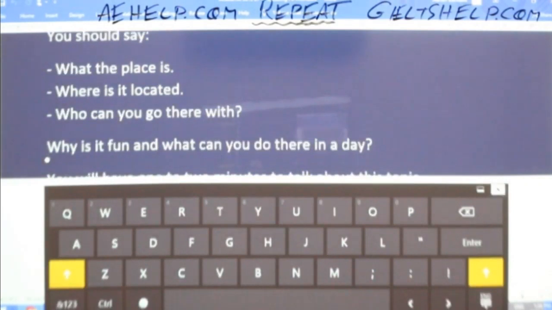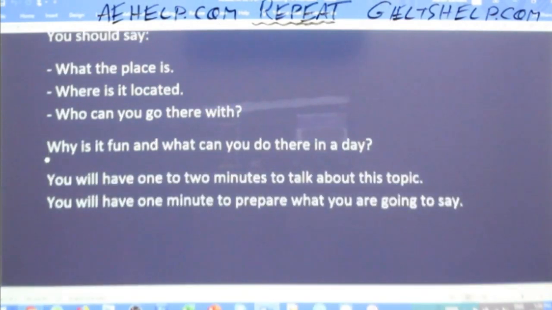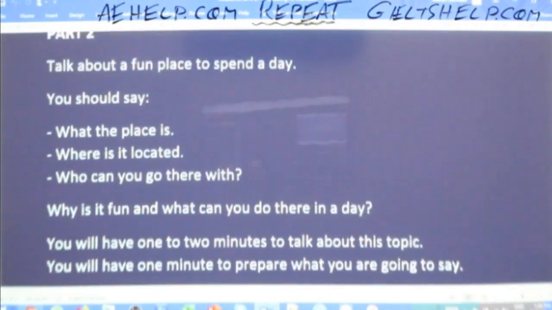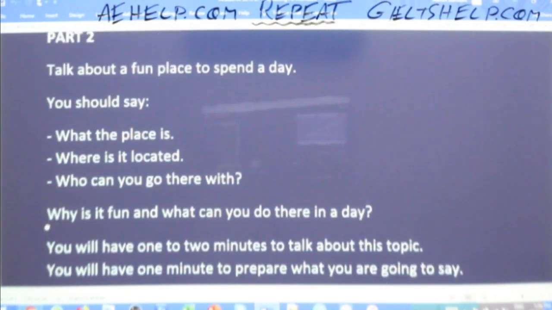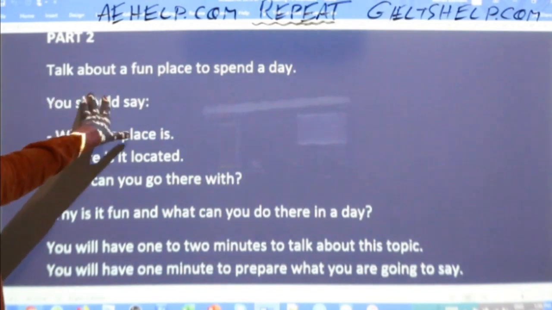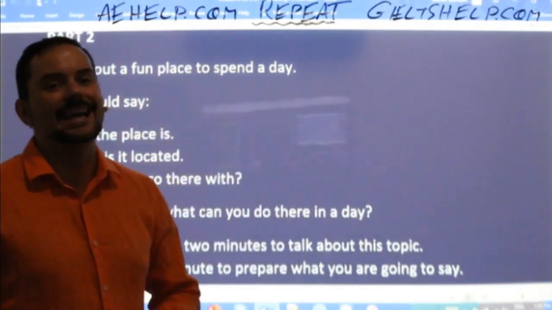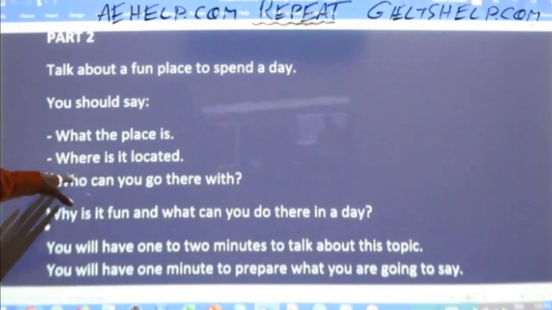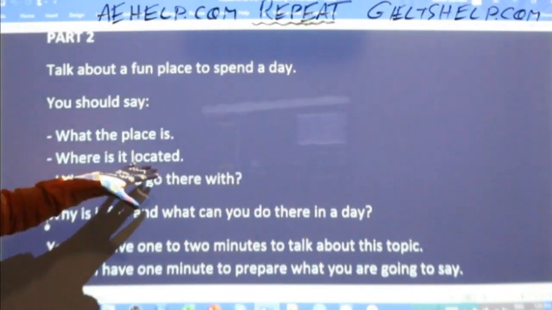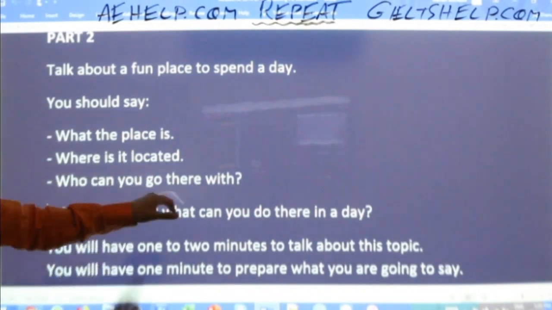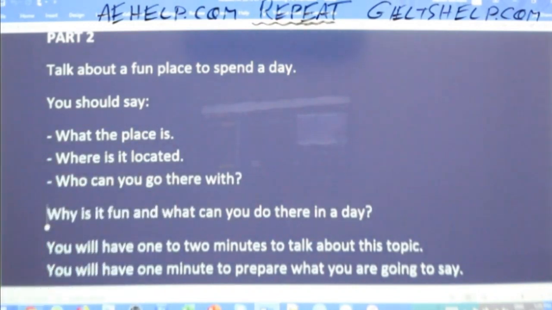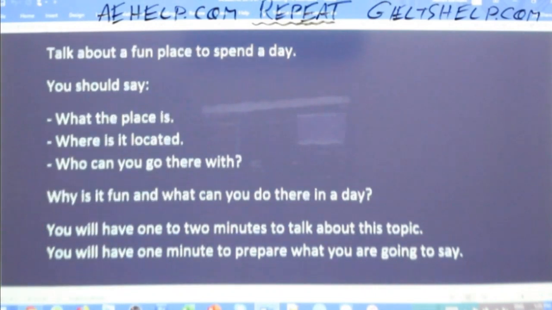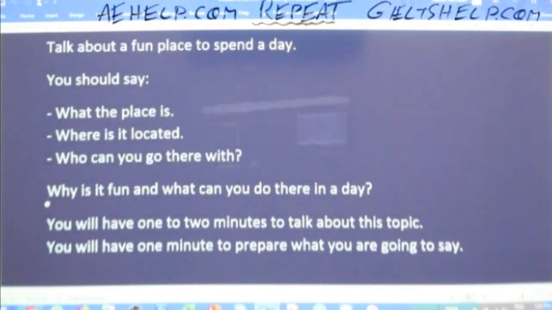You turn over the card, and your 1 minute preparation time begins, and you see this information. Talk about a fun place to spend a day. Okay, talk about a fun place to spend a day. You should say what the place is, where is it located, who can you go there with, and why is it fun, and what can you do there in a day?